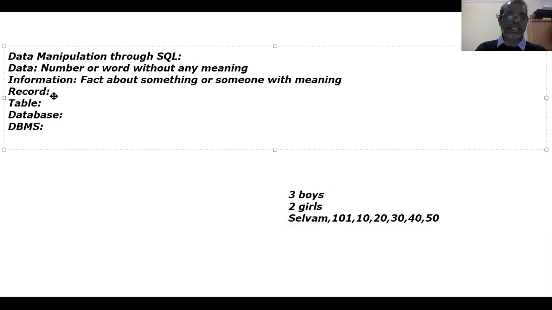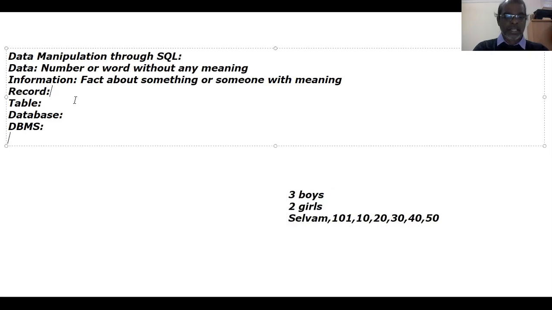So a record is a collection of interrelated data. All data are related to Selvam. That is what is called a record: a collection of interrelated data. Good. What about table? Collections of records.